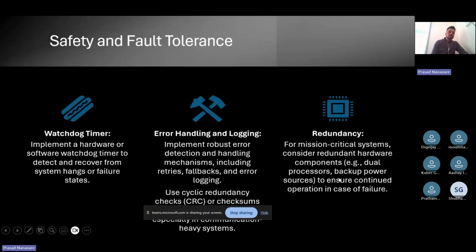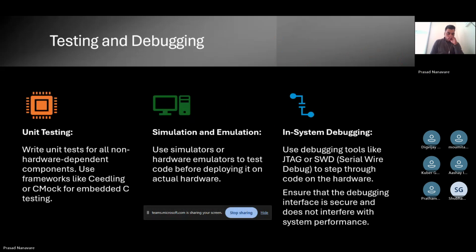Then safety tolerance, we saw, wherein watchdog timer, error handling and logging are very important, and redundancy. A watchdog timer is something that will recover your system from a hung state after detecting it. So that's what we need the watchdog timer for. These are self-explanatory.